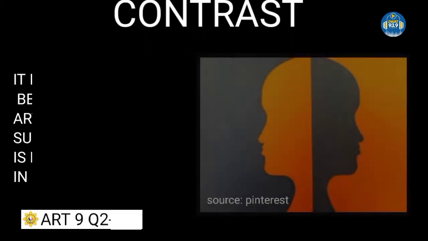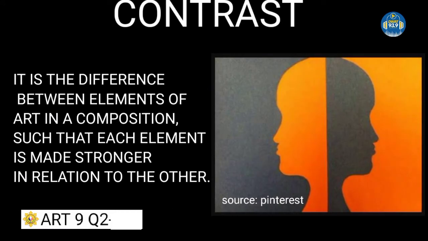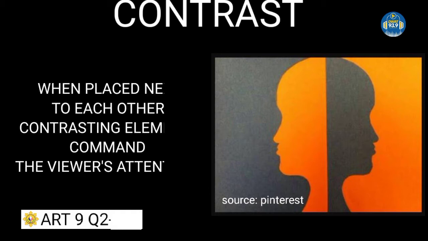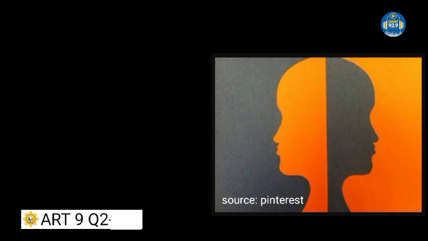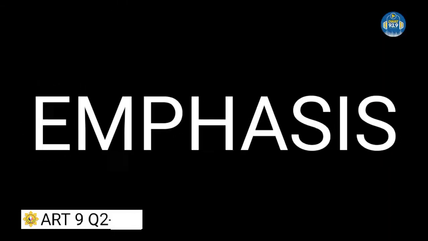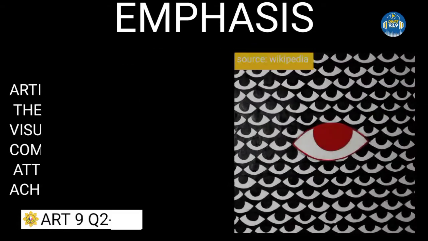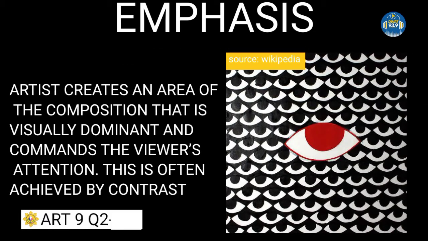Next is contrast. It is the difference between elements of art in a composition such that each element is made stronger in relation to the other. When placed next to each other, contrasting elements command the viewer's attention. We also have emphasis. Emphasis is when the artist creates an area of the composition that is visually dominant and commands the viewer's attention. This is often achieved by contrast.